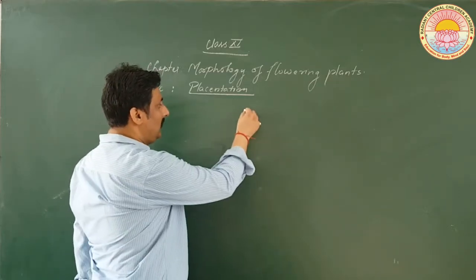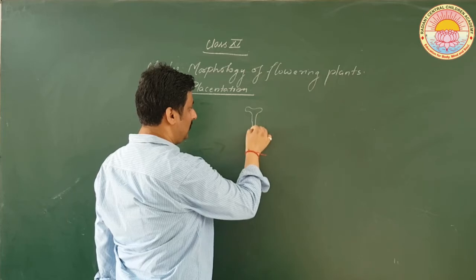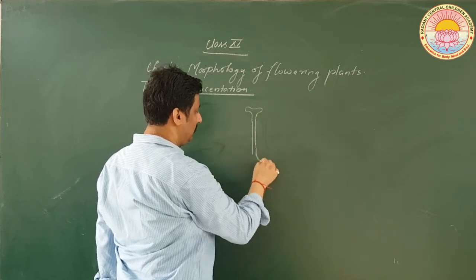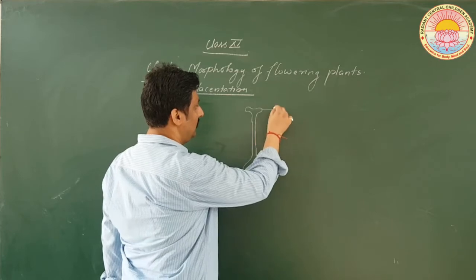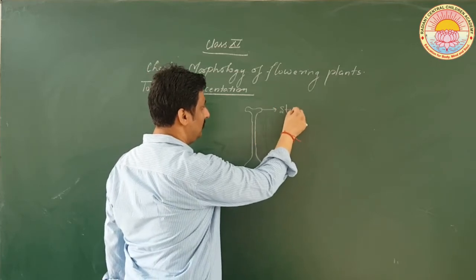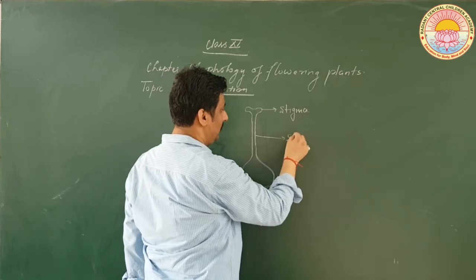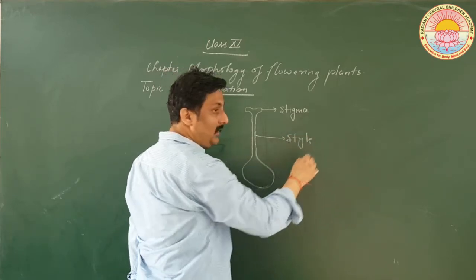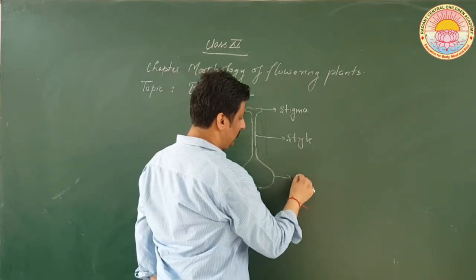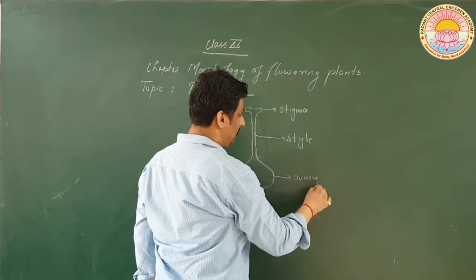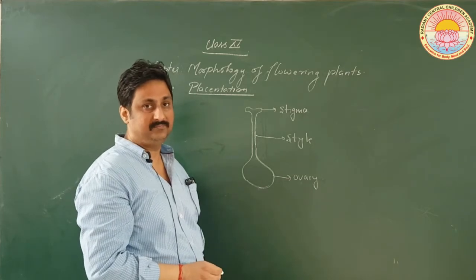For example, I have told you that the pistil consists of three things: stigma, style, a long stalk-like structure called style, and the swollen basal portion of the pistil is called the ovary. Now, this is also called a carpel.